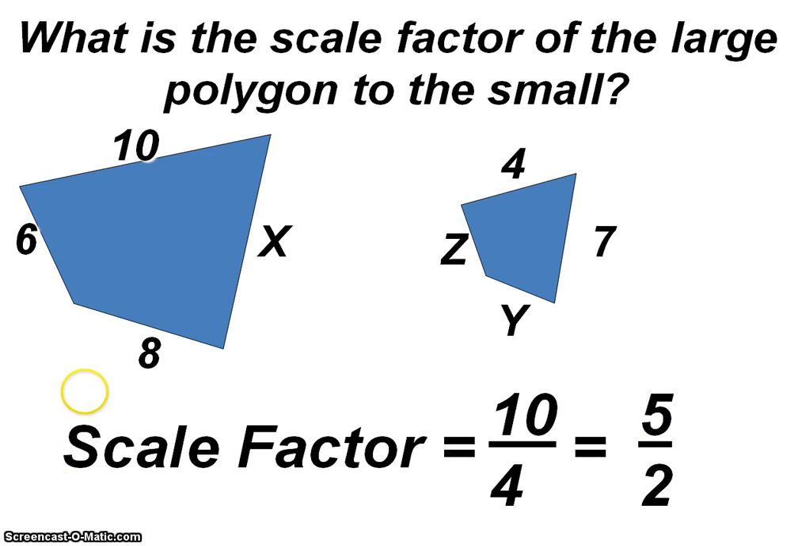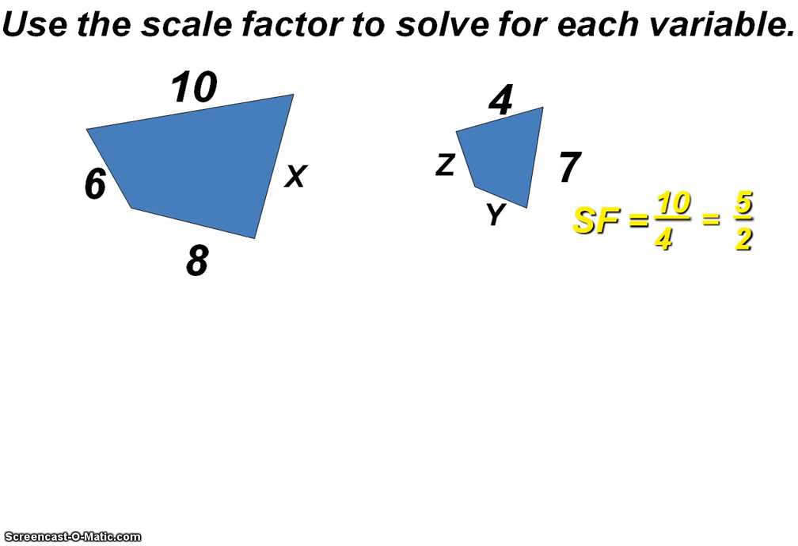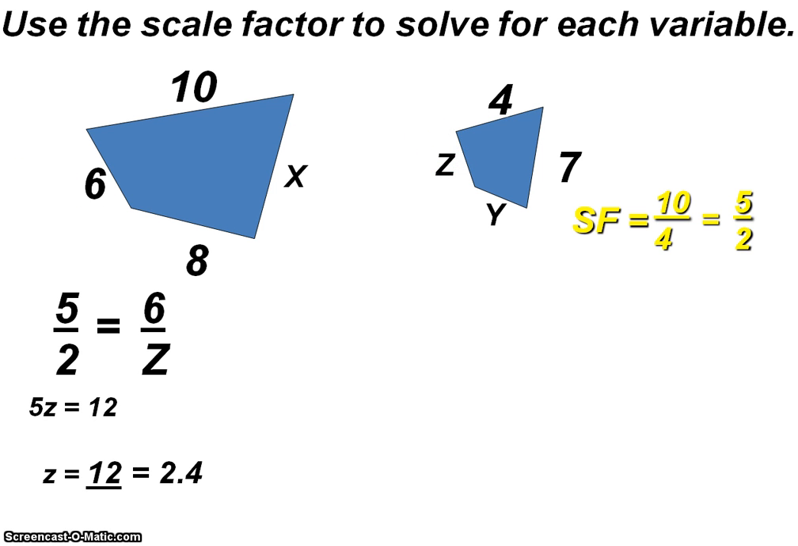And you can use that to find missing side lengths. So we are going to use the ratio of 5:2 to set up proportions so that we can solve for the missing sides x, y, and z. So to start with, we'll do side z. So 5/2 would equal 6/z. We cross multiply, and it turns out that z equals 2.4. So you can get a decimal, so don't be surprised when you're doing problems if you do.